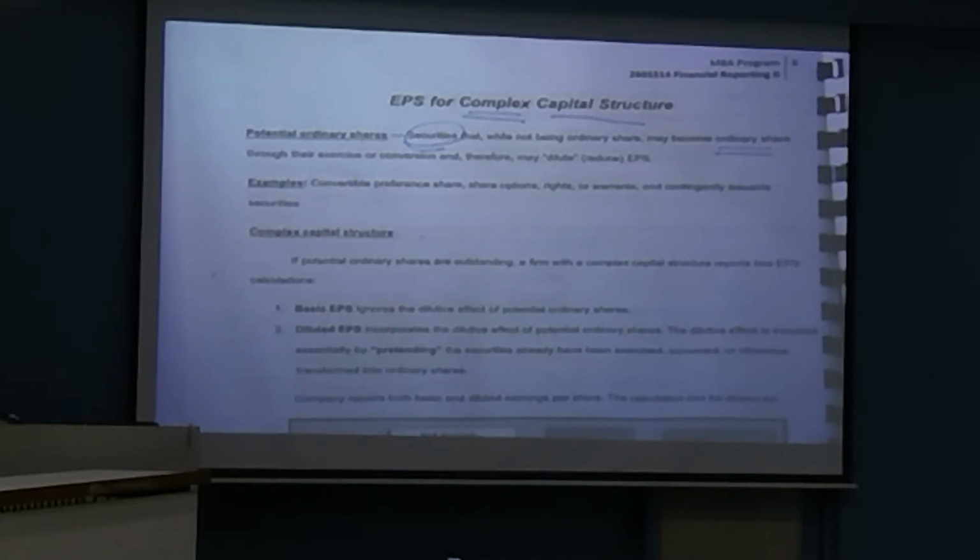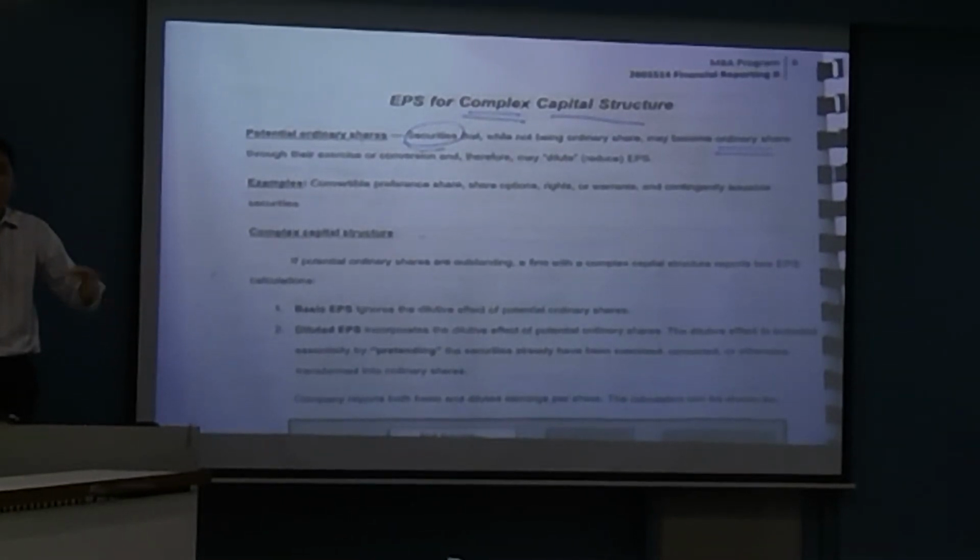Why? Think about if you have a convertible bond and the bondholder changes their mind. I don't want to be the bondholder. I want to be the common shareholder. I want to exercise my right. For example, if you have one bond, you can change it to common shares for 3 shares. If the bondholders decide, I want to be the common shareholders, what happens to earnings per share? Go up or go down?